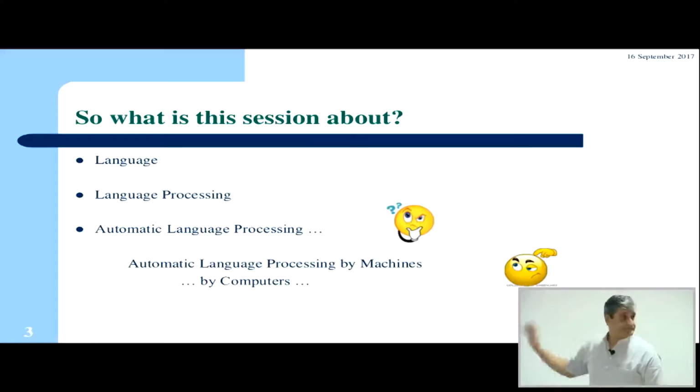So, which machines? The JCB machines out there, do they process language? No. Your computers. So, essentially what we mean by machines is computers. Okay. So, we have some idea of what that could be, automatic language processing by computers. Fine. So, this is what we are going to talk about in this session.